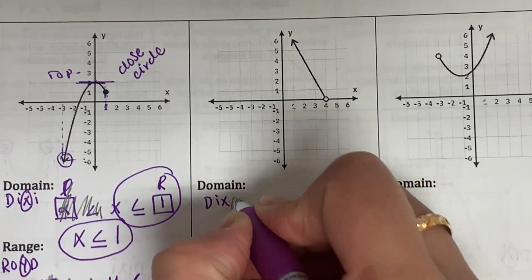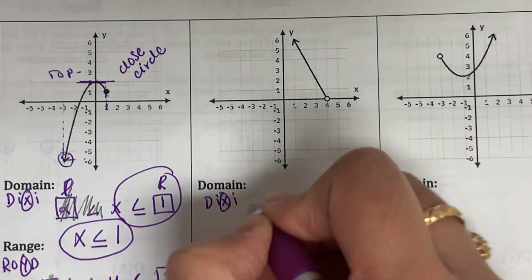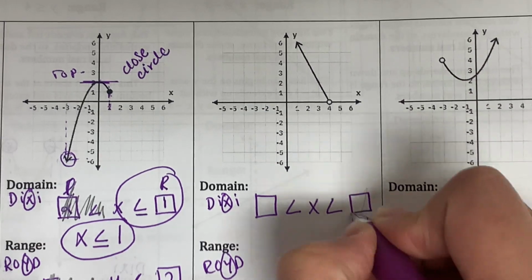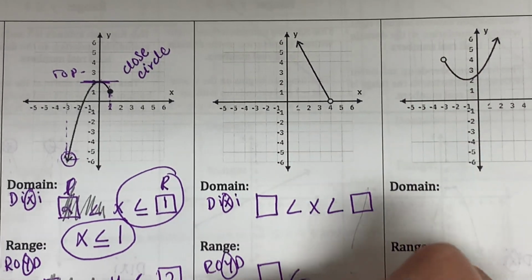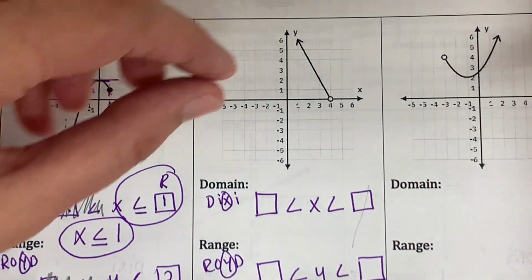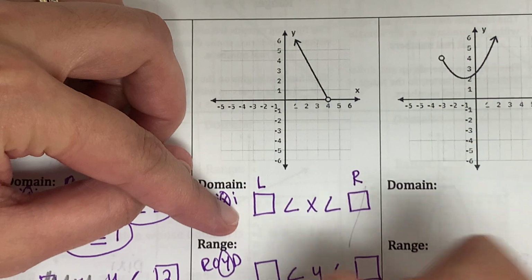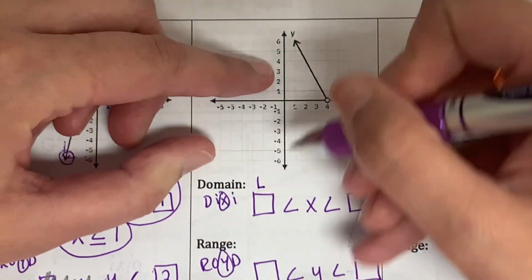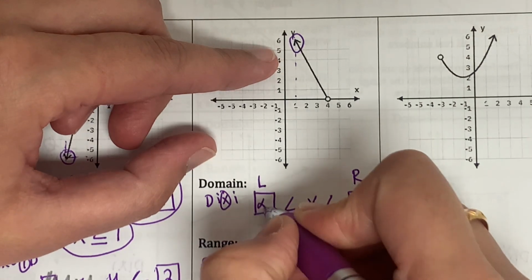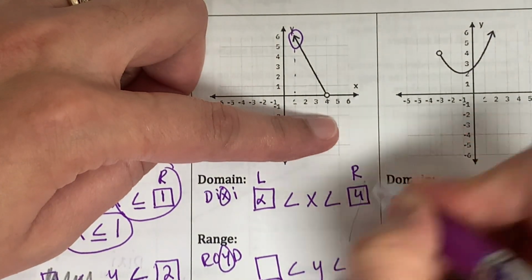Domain is X, range is Y. Put your boxes in and then fill in the numbers. Left, right, bottom, top. So the leftmost point of this graph is actually an arrow, so infinity. And the rightmost point is 4.